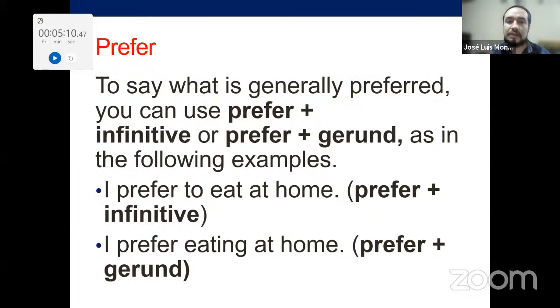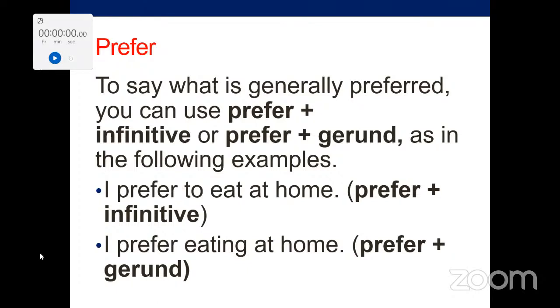You have different rules. Let's read these rules with you, please, Evelyn. To say what is generally preferred, you can use prefer plus infinitive or prefer plus gerund, as in the following examples. I prefer to eat at home, prefer plus infinitive. I prefer eating at home, prefer plus gerund.